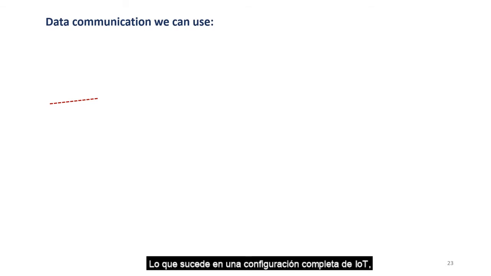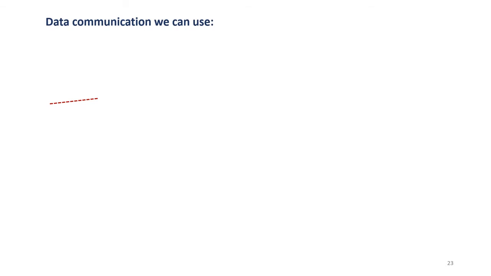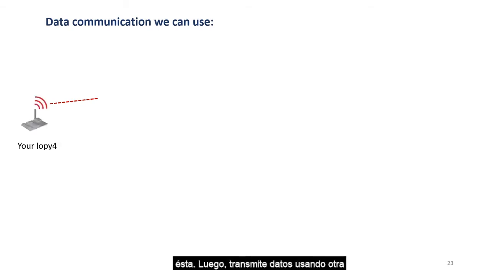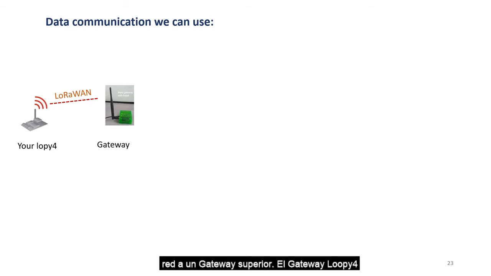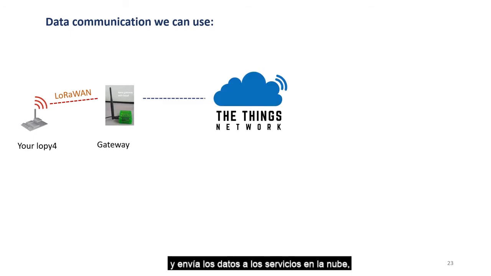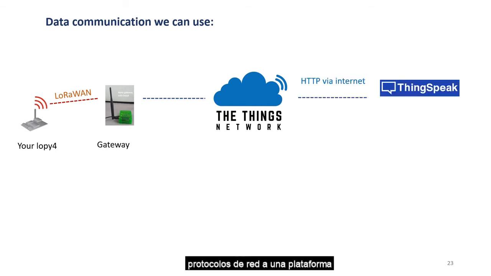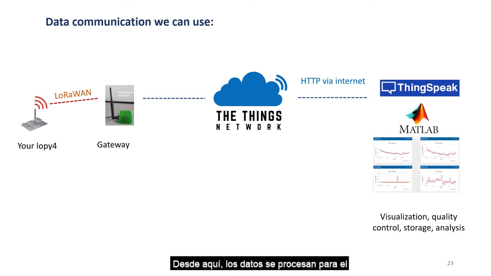So what happens in a complete IoT setup that uses LoRa network through a LoPy board is that one LoPy board is set up and sensors connected to it. It then transmits data using LoRa network to a LoPy gateway. The LoPy gateway then connects to the internet using Wi-Fi and sends the data to the cloud services, for example, The Things Network, which are then sent using different network protocols to a server platform of your choice, for example, a proprietary platform like ThingSpeak or a personal platform. From here, the data is processed for quality control and can also be stored, visualized, or downloaded.